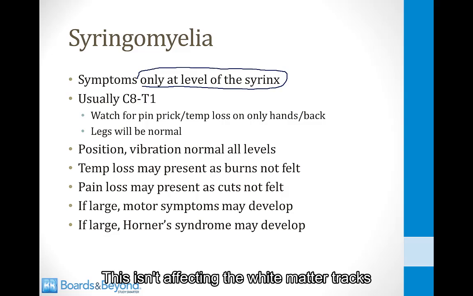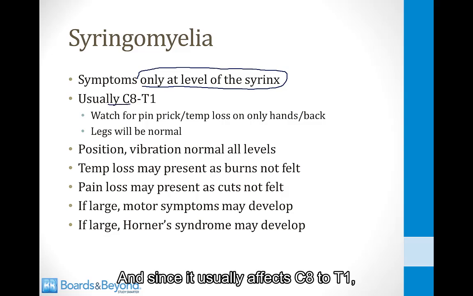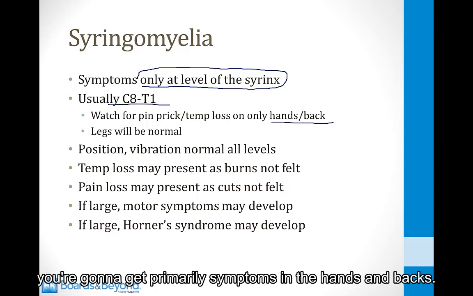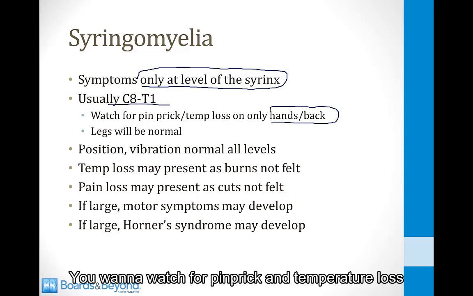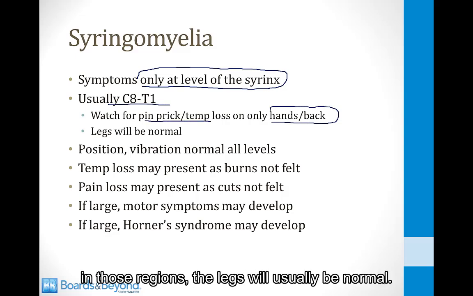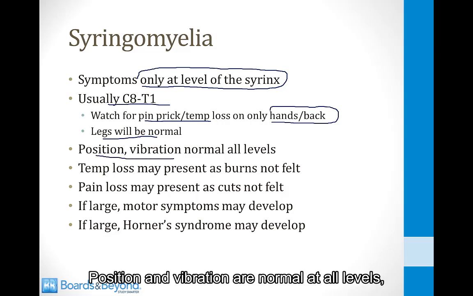This isn't affecting the white matter tracts running up and down, so unlike other spinal cord syndromes, you won't get complete sensory or motor loss below the lesion. And since it usually affects C8 to T1, you're going to get primarily symptoms in the hands and back. So you want to watch for pinprick and temperature loss in those regions. The legs will usually be normal. Position and vibration are normal at all levels.